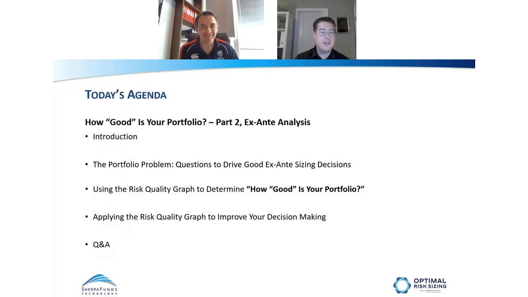So today we're going to be taking about 30 minutes to go through this. We're going to lay out what the problem is we're trying to solve, how we use this tool that we call the risk quality graph to solve that problem, to determine how good a portfolio is, and then how that risk quality graph can be applied in different types of portfolio composition, different types of portfolio structure, to improve your portfolio decision making.